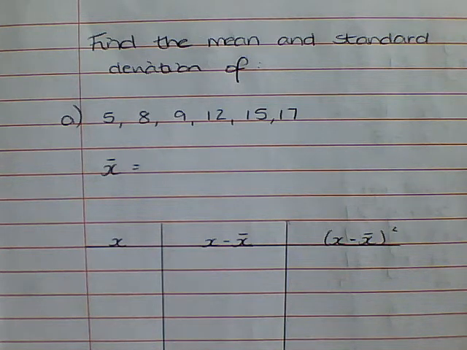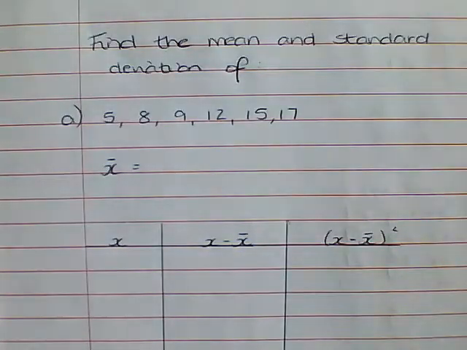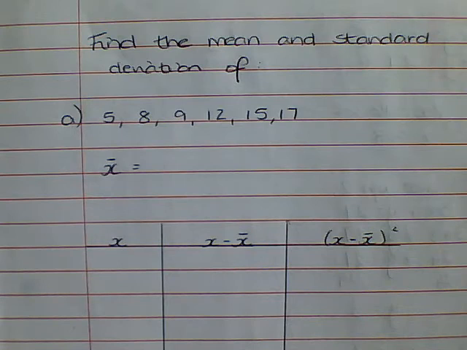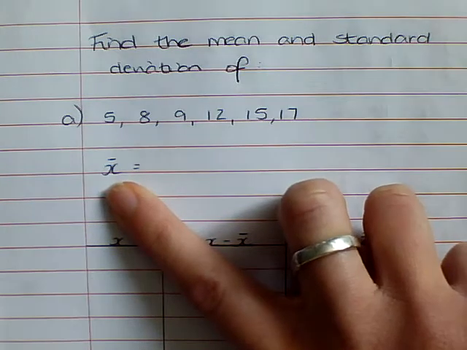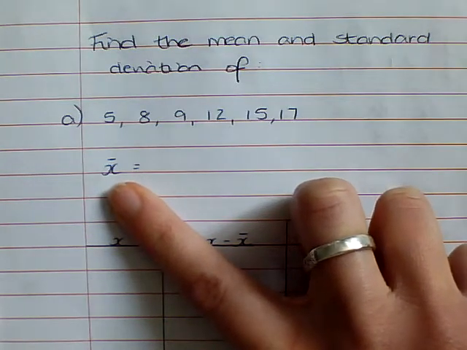Hello, so now we're going to look at statistics in the National 5 course, and that involves finding the mean and the standard deviation of a set of data. Now this here, those numbers, that's the data. First thing we'll find is the mean, and this symbol here is used to represent the mean.